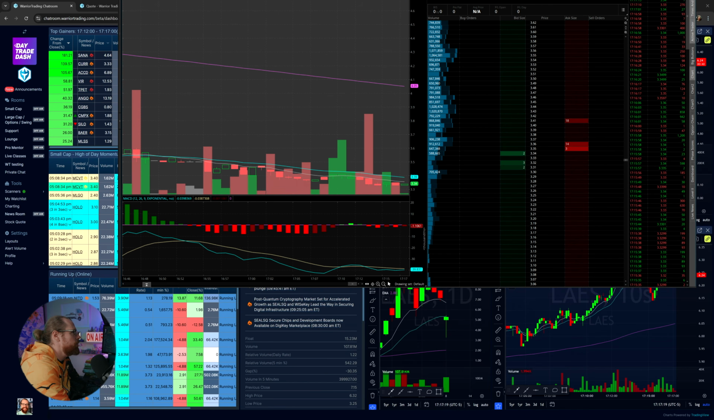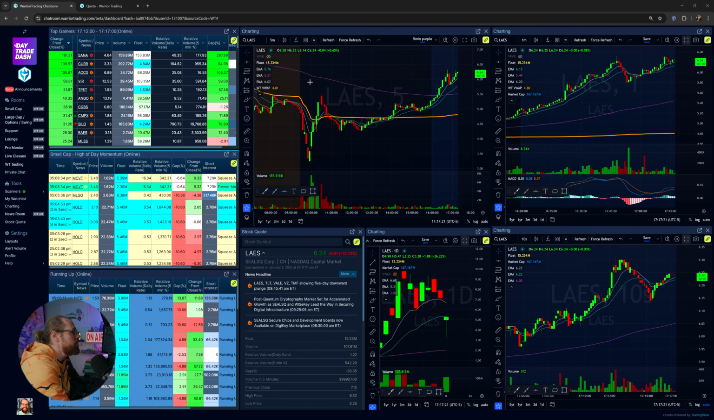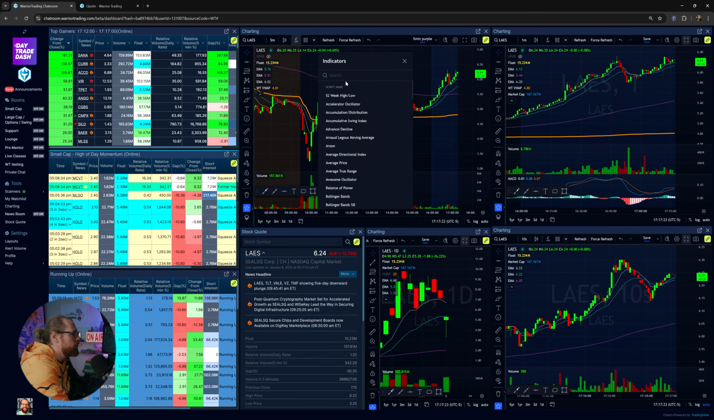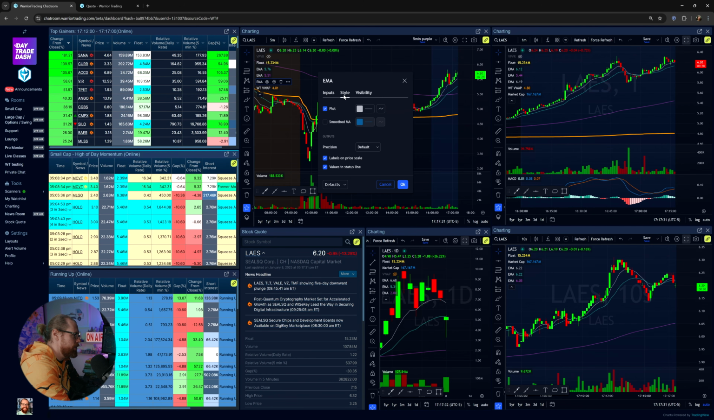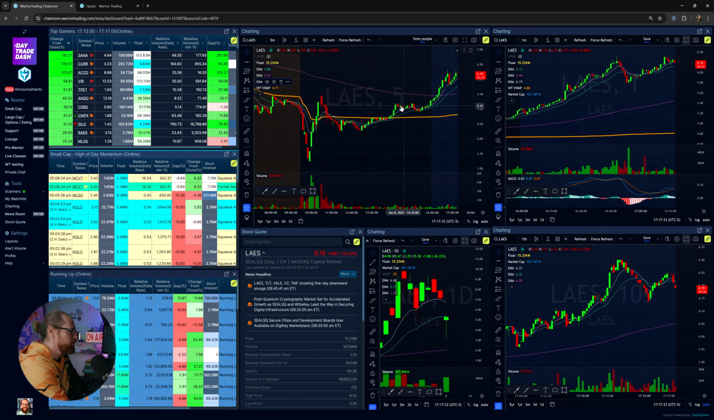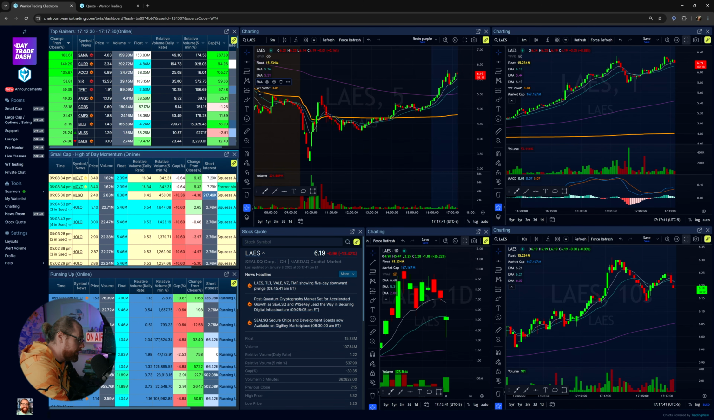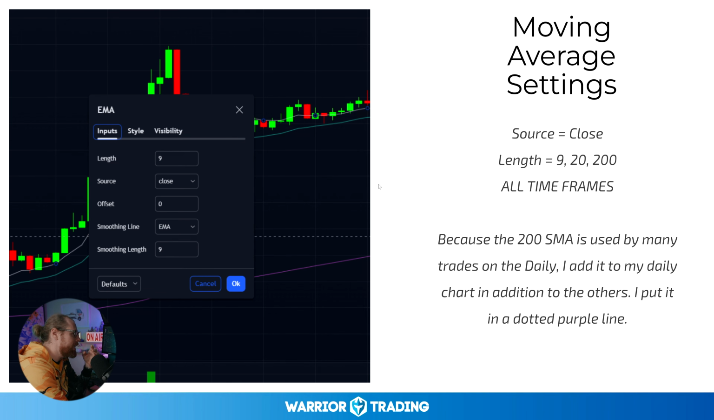Over on Day Trade Dash, which is the software that I use, just go to moving average and then add exponential. Once it's added, you can change the settings: change the color, change the style, etc. So the moving averages are really very simple. They're not complicated. They're easy to set up, and now it gives you context.